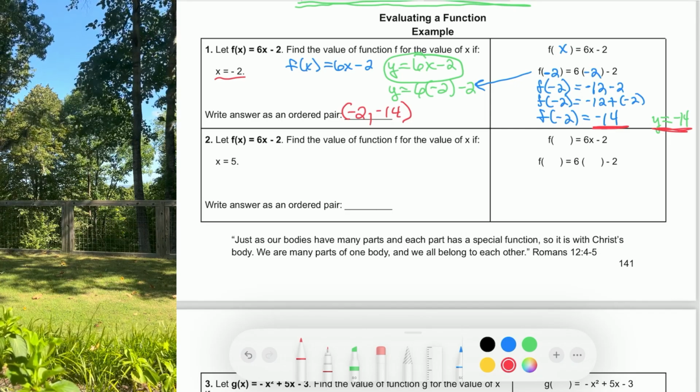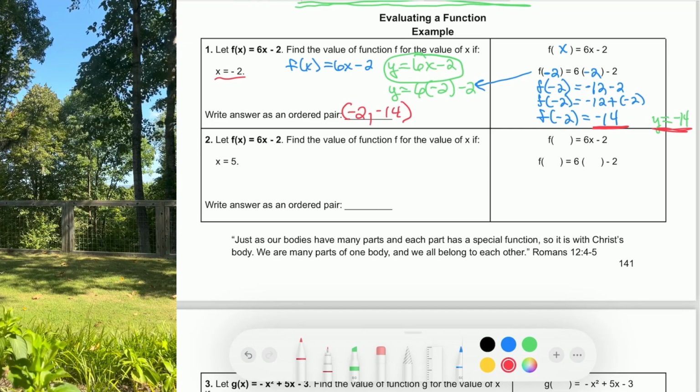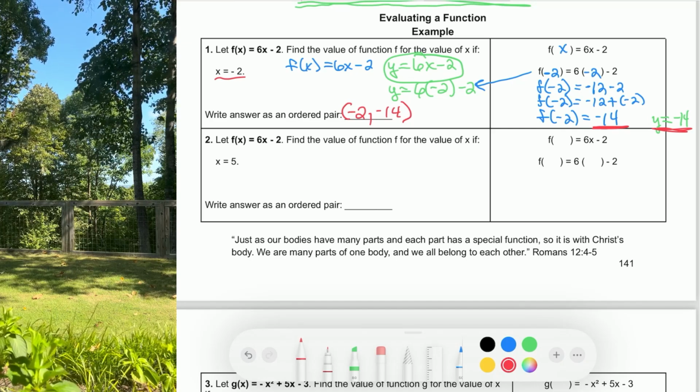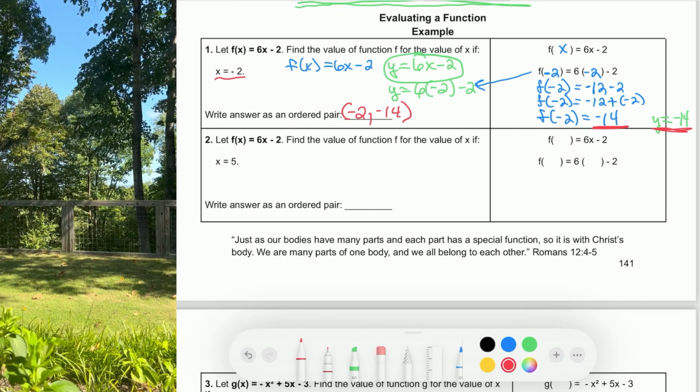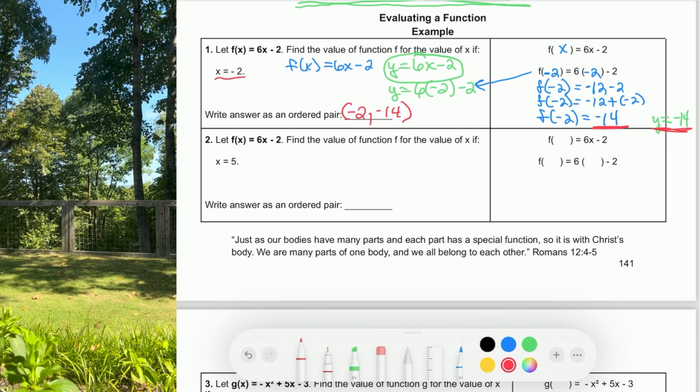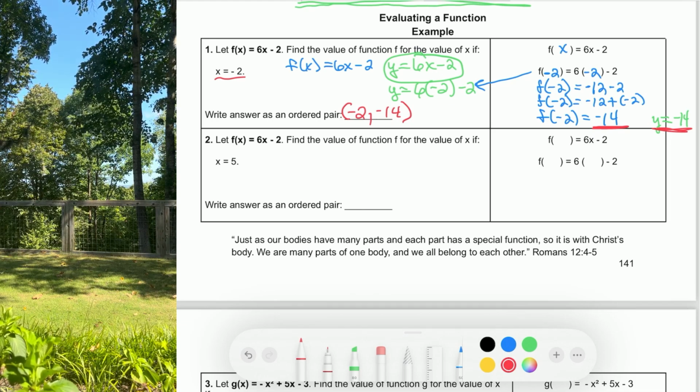Now let's look at number 2. We have f of x equals 6x minus 2. It's the same equation. Find the value of function f for the value of x if x equals 5. All right, so now we have a new value for x. We're going to go through the same process.